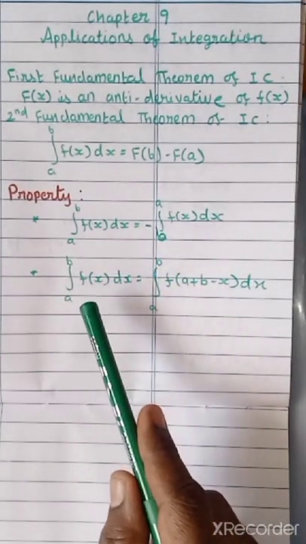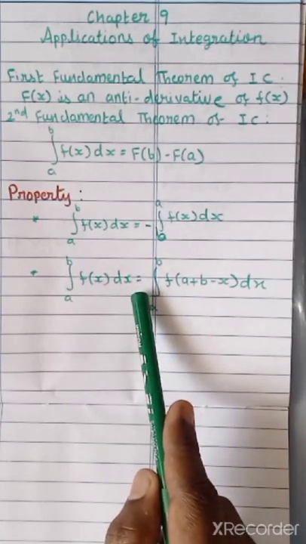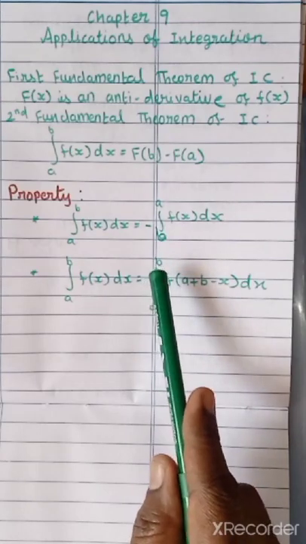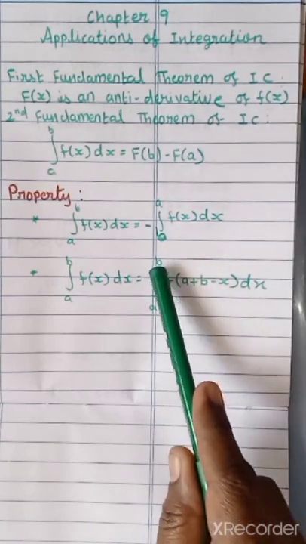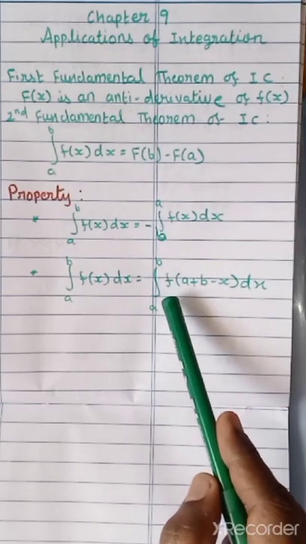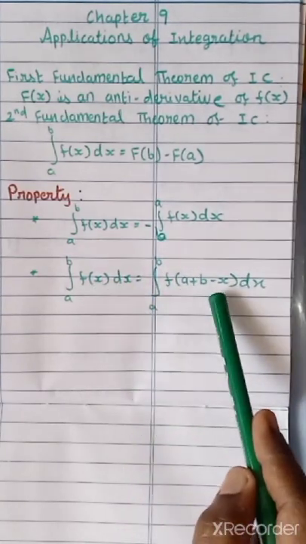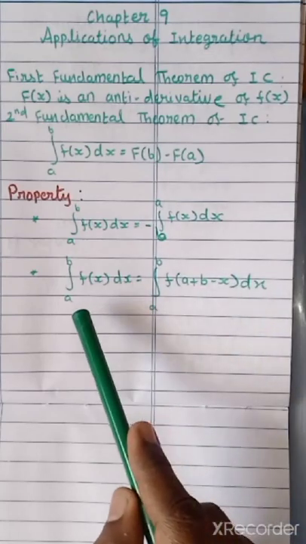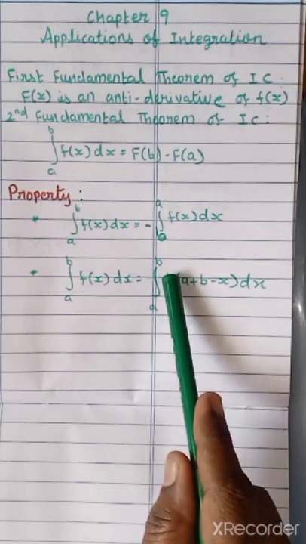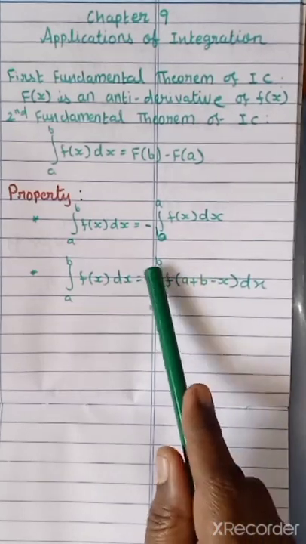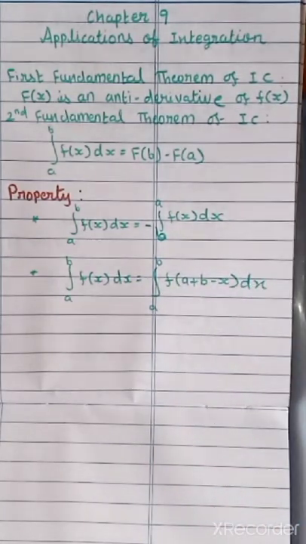Now, the second property. The integral from a to b of f of x dx equals the integral from a to b of f of, adding the limits, so a plus b, minus x. So f of a plus b minus x. This is your second property. So the integral of f of x dx can be taken as the integral from a to b of f of a plus b minus x dx.